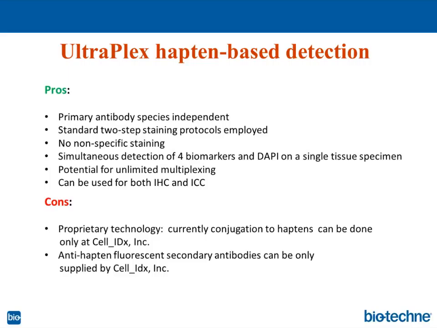The drawback, or con, of this procedure is that this is a proprietary technology, and like with any proprietary technology, the conjugation to haptens can be done only at the site of CellIDX, who know how to do this conjugation, who have IP on their conjugation chemistry, and who also provide the anti-hapten fluorescent secondary antibodies. So no other source of the secondary antibodies is available to the researcher.